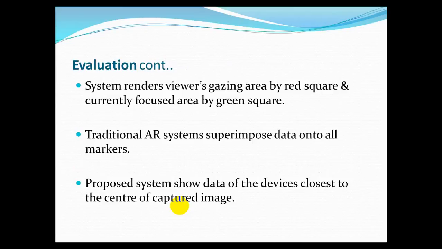The system renders the viewer's gazing area by a red square and the currently focused area by a green square. Traditional augmented reality systems superimpose data onto all markers captured in an input image at the same time. But this system only displays the configuration information of a switch whose marker is closest to the center of an input image. Because if the system superimposes the configuration information for all the markers detected in an input image, it makes the output complicated and confuses the user.